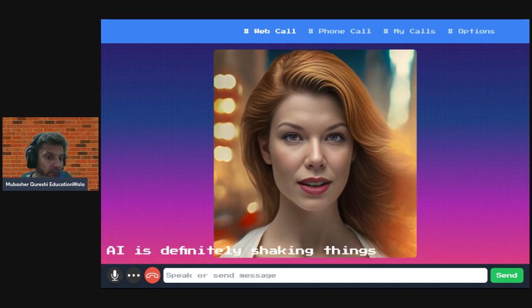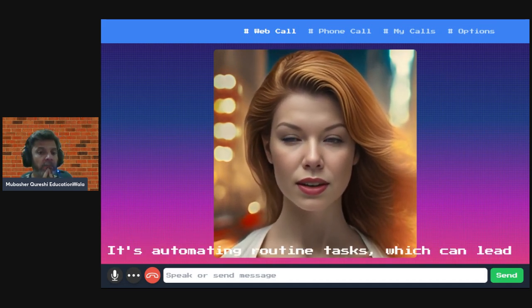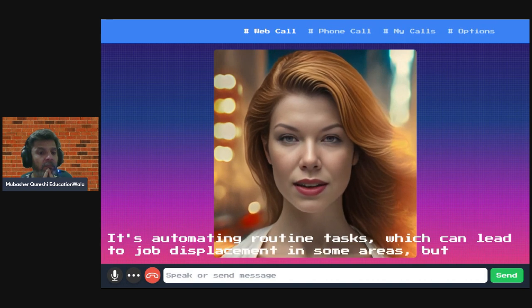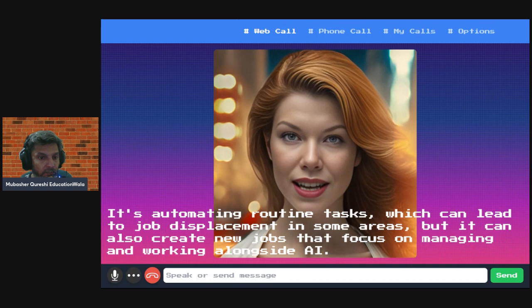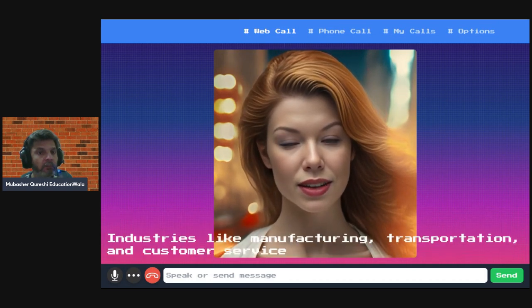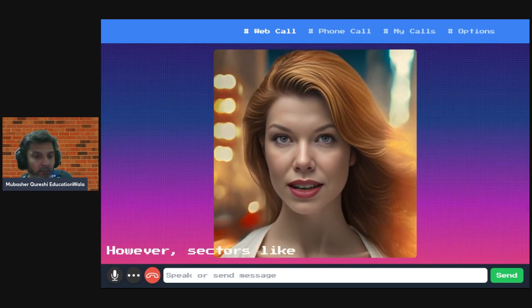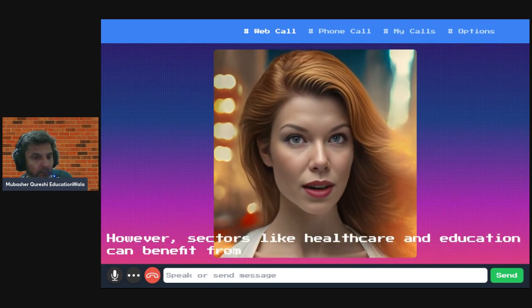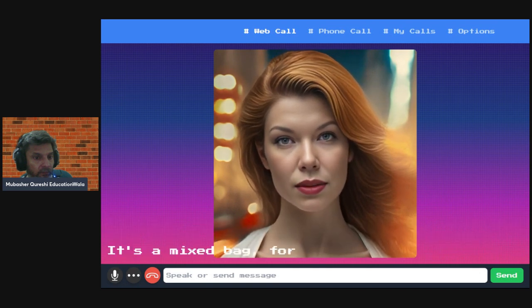AI is definitely shaking things up in the workforce. It's automating routine tasks, which can lead to job displacement in some areas, but it can also create new jobs that focus on managing and working alongside AI. Industries like manufacturing, transportation, and customer service are among the most affected by automation. However, sectors like healthcare and education can benefit from AI by enhancing productivity and improving services. It's a mixed bag for sure.